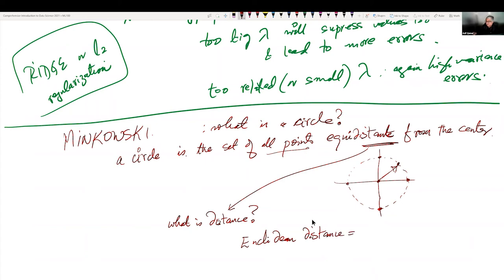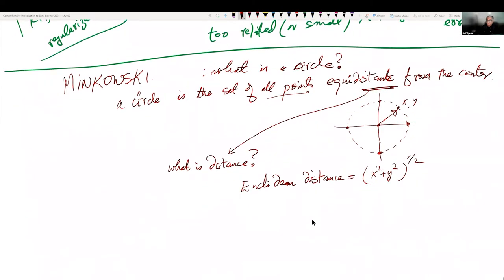is, let us say, the gap x, y. Suppose the coordinates are x, y: x square plus y square, the square root to the power half, isn't it? The square root of this. This is how we define in basic school the notion of distance.